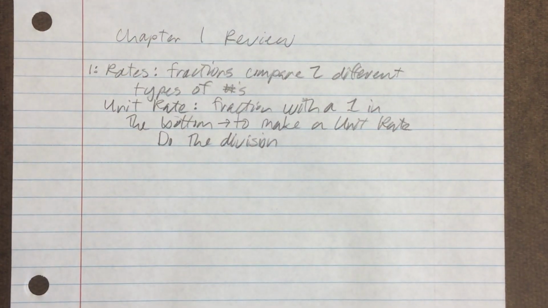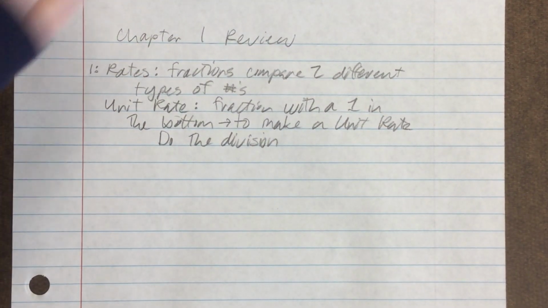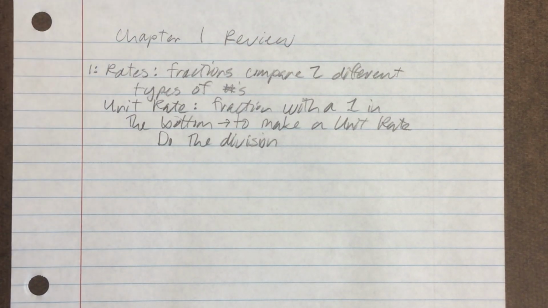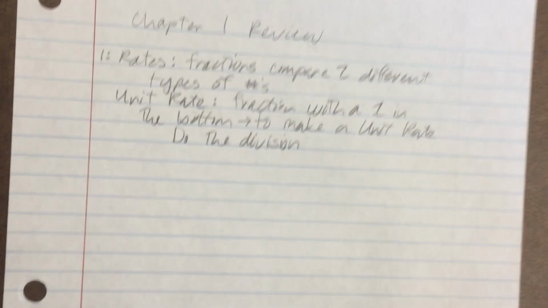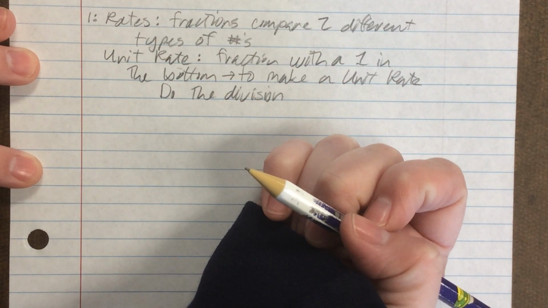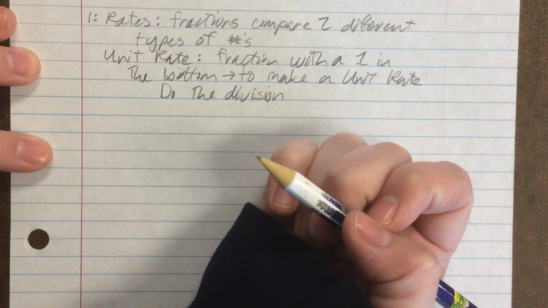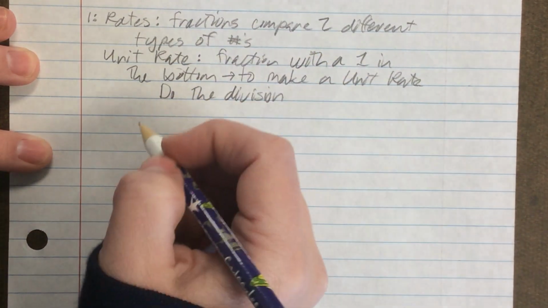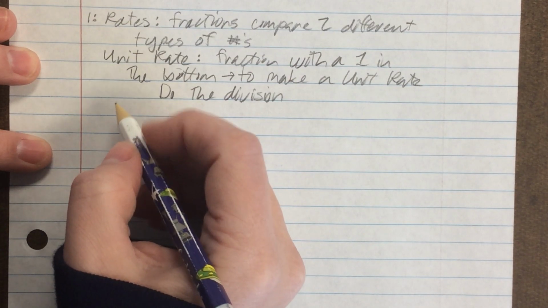Okay, and a lot of where we use unit rates is calculating the best value. Best value means the lowest unit rate. And so, I don't know what we're buying here. Let's see. Applesauce cups. Sure, or squeezies.